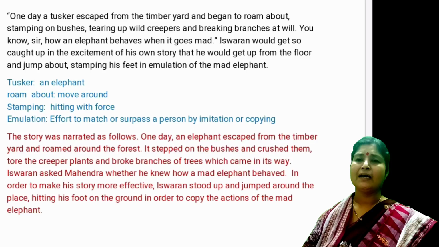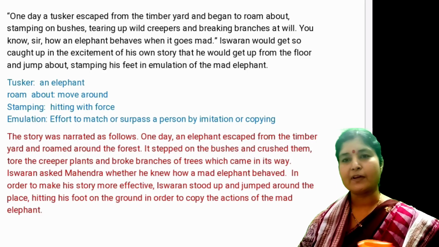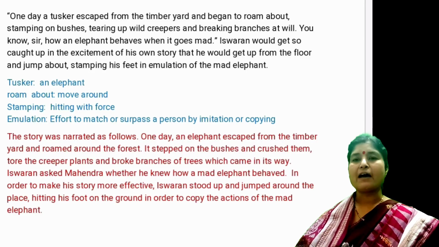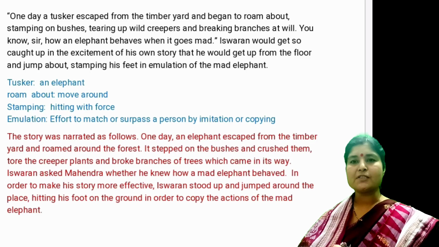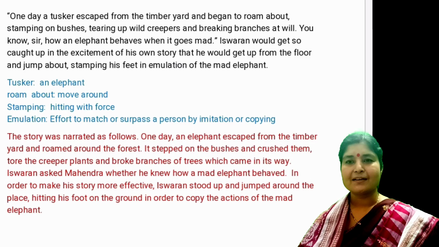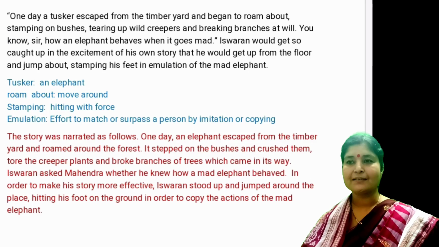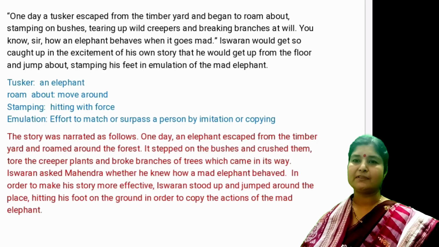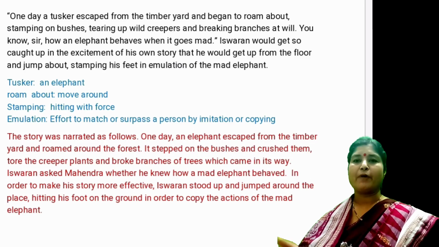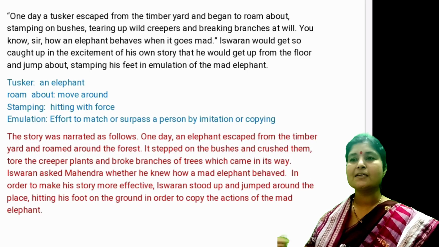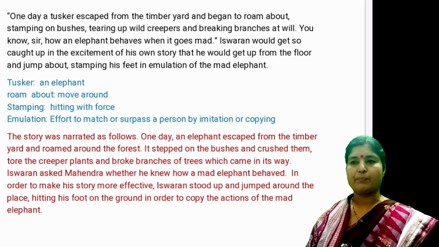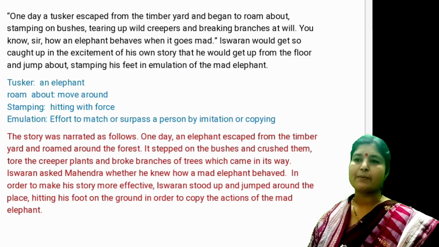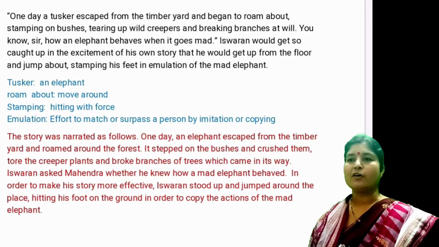So here also you will find some difficult words. So let us discuss first, then after I will elaborate the paragraph. So tusker. Which animals have tusks? The elephant. So tusker means an elephant. Roam about means move around, moving from here and there. Stamping means hitting with force. Emulation means effort to match or surpass a person by imitation or copying.